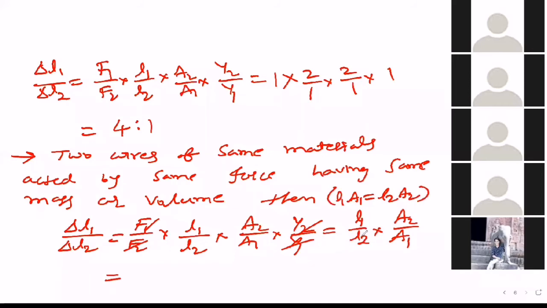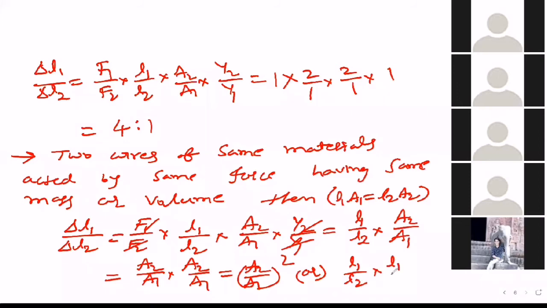So you can substitute L1 by L2 as A2 by A1, into A2 by A1 that is already there. So it will become A2 by A1 whole square, or else A2 by A1 I can write as L1 by L2. So the relation will become L1 by L2 whole square. This way you can find the ratio of change in length.